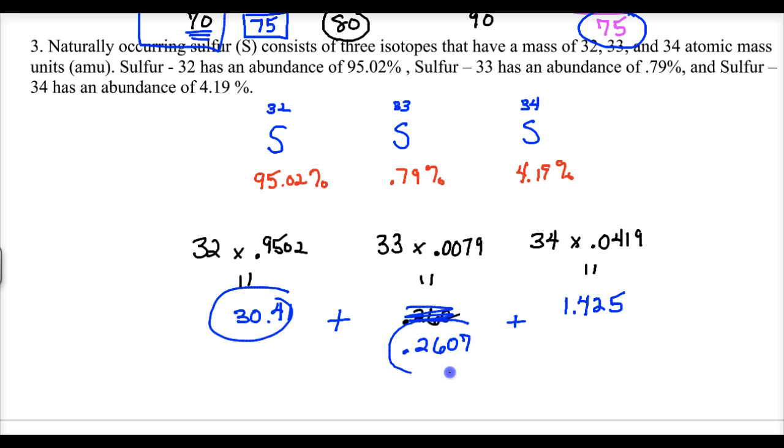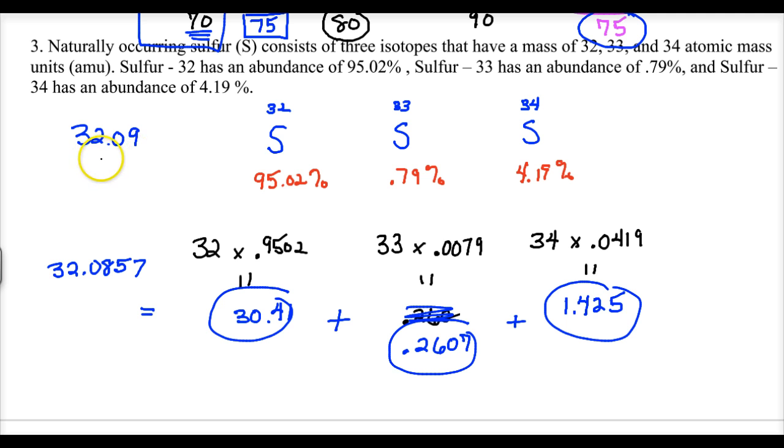That's it. And I find my number. Let's add them together to see what we have here. So we have 30.41 plus 0.2607 plus 1.425. And what I get is 32.09, and we can round that. And that is what sulfur's mass is.